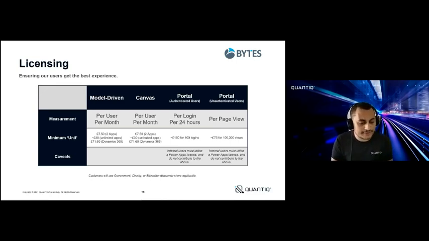We then move on to the portal side of things, and portal licensing is considered in units. So the units are split in two. The first type of unit is per login per 24 hours, and the second type is per page view if you're not logged in. Again, this is showing you the minimum units. For frequent users and high volume turnover on the portal, this does become a hell of a lot cheaper per page view and per login per 24 hours as you go up the tiers.